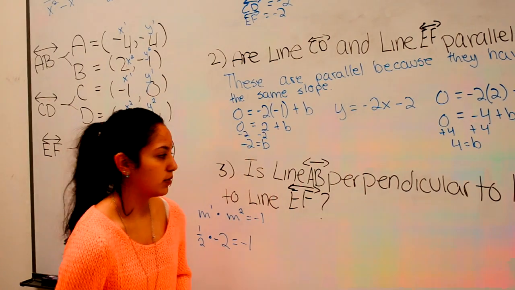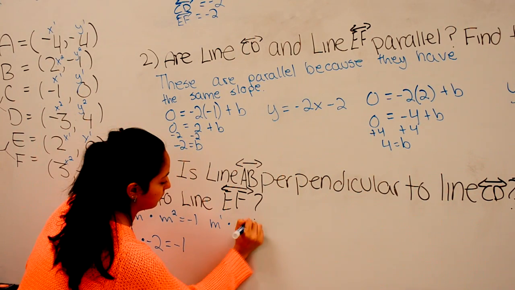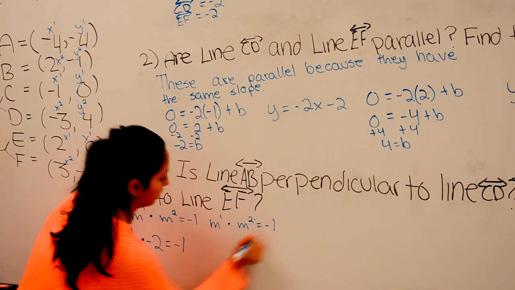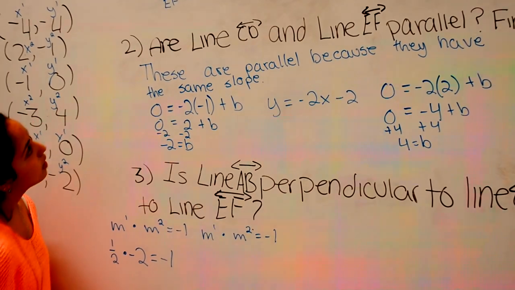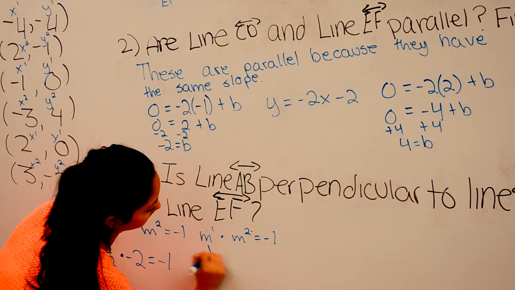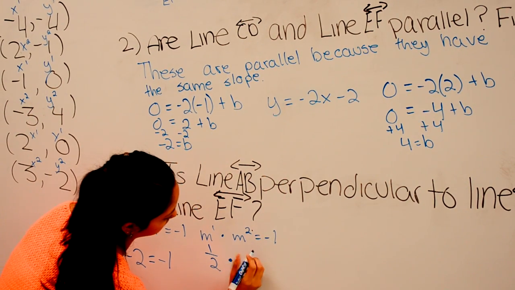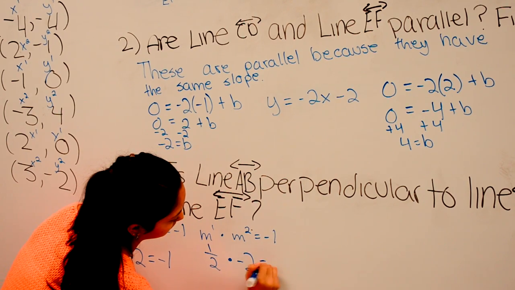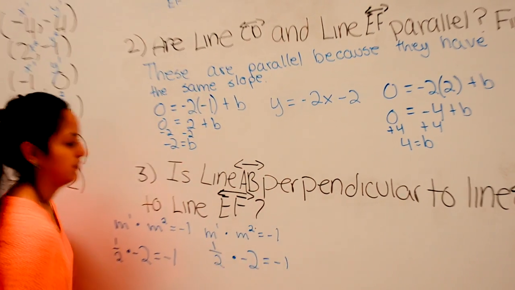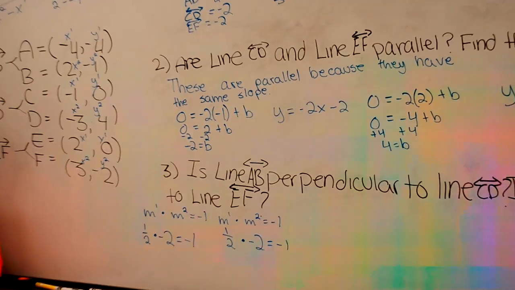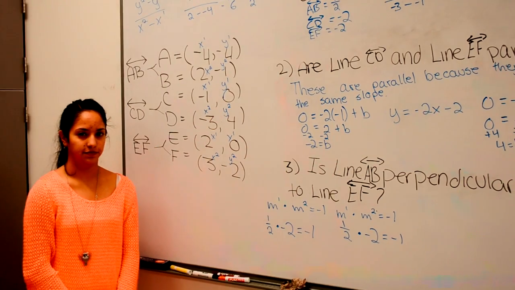Is line AB perpendicular to line EF? We'll do the same thing, so M1 times M2 has to equal -1. And M1 would be 1/2, and M2 would be -2, which equals -1. So these two lines are perpendicular to each other.